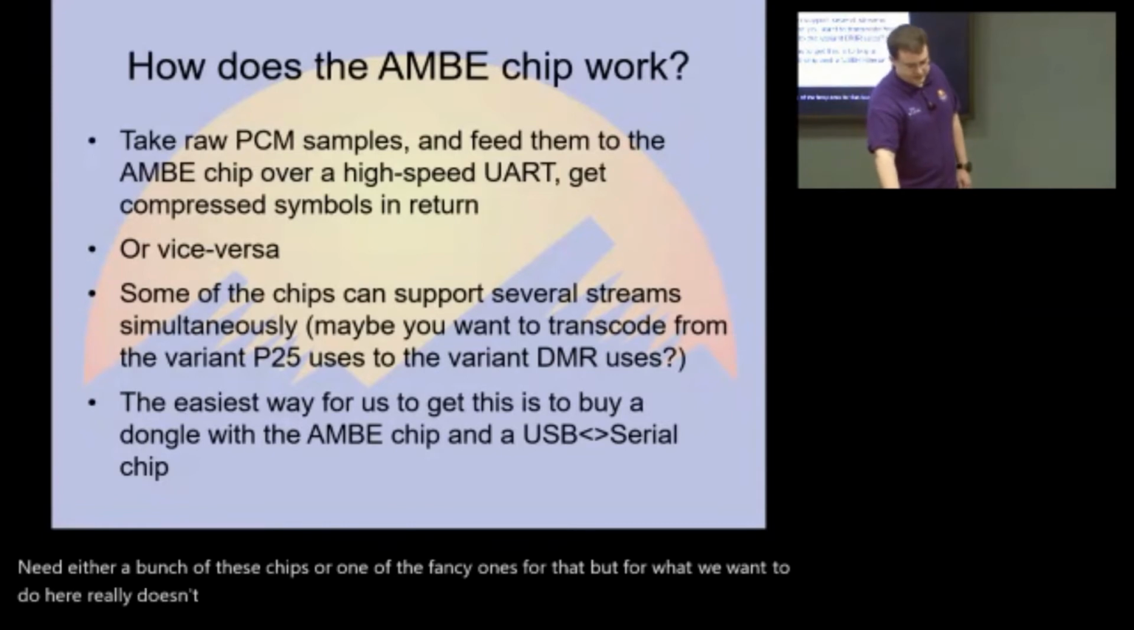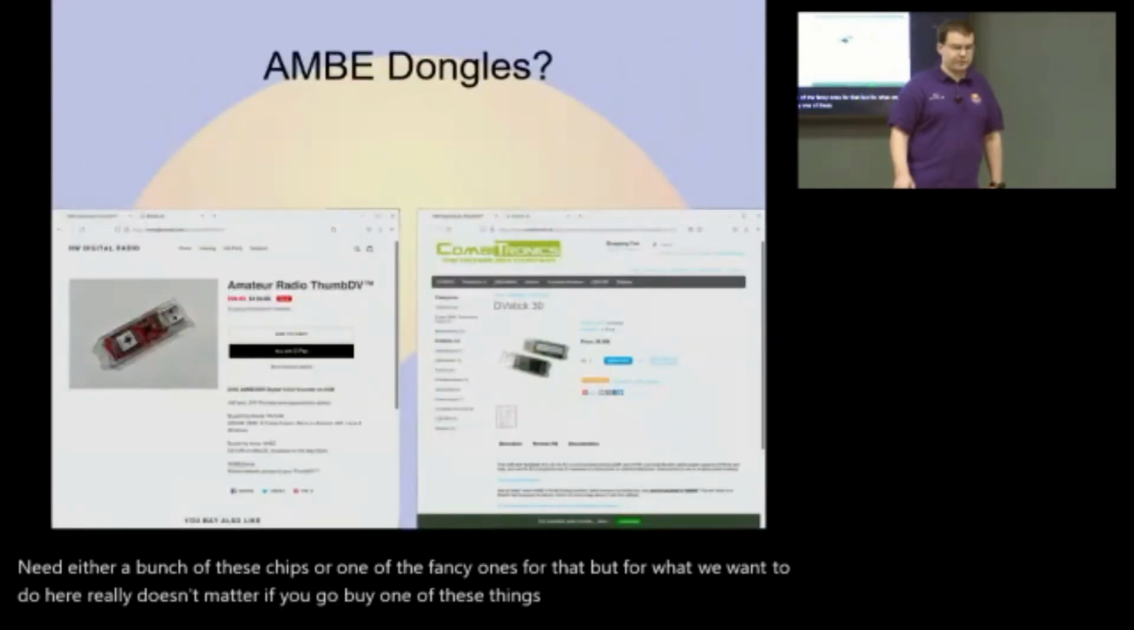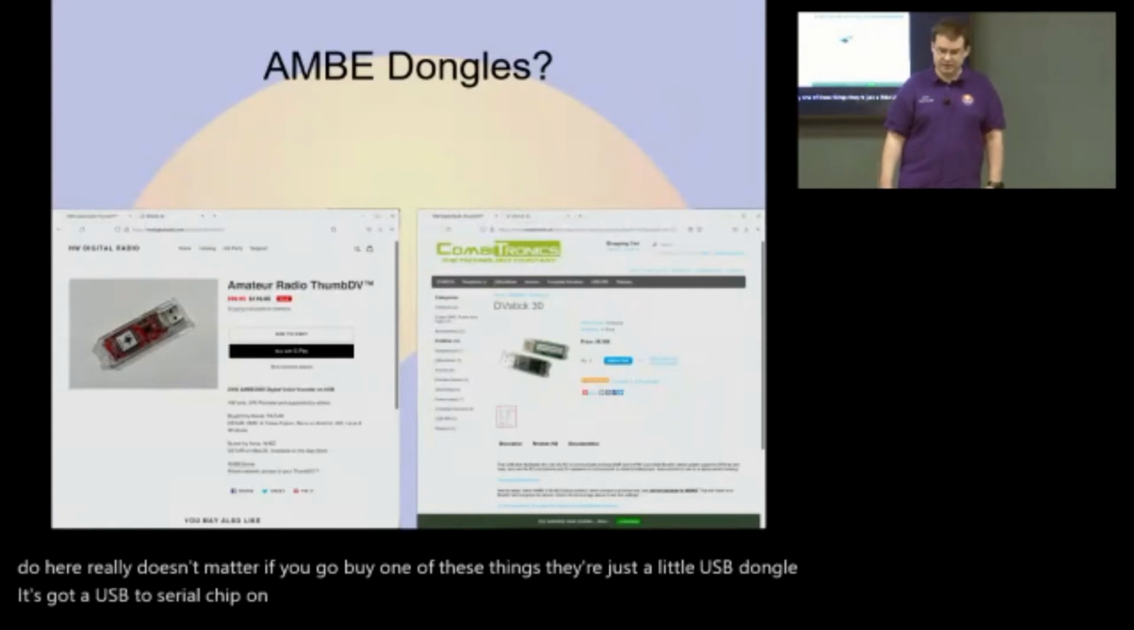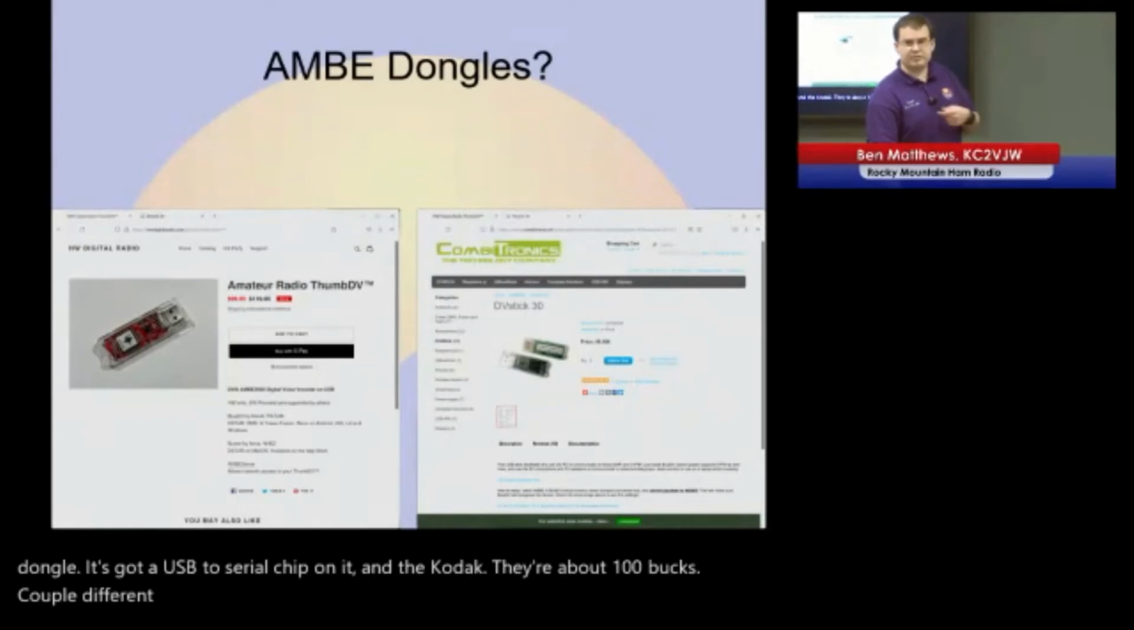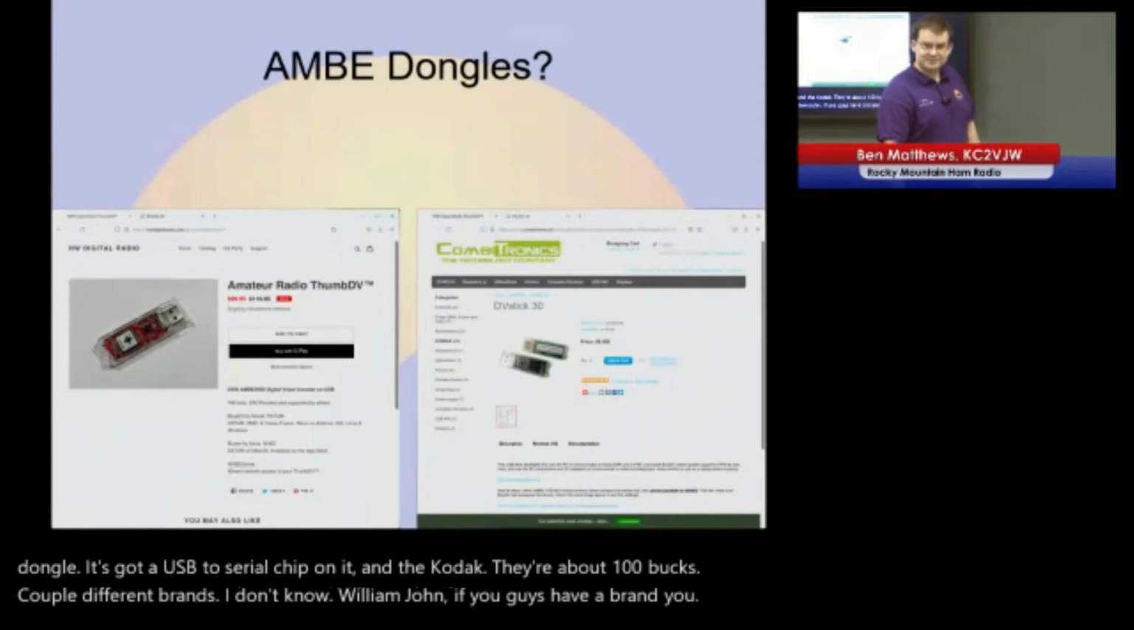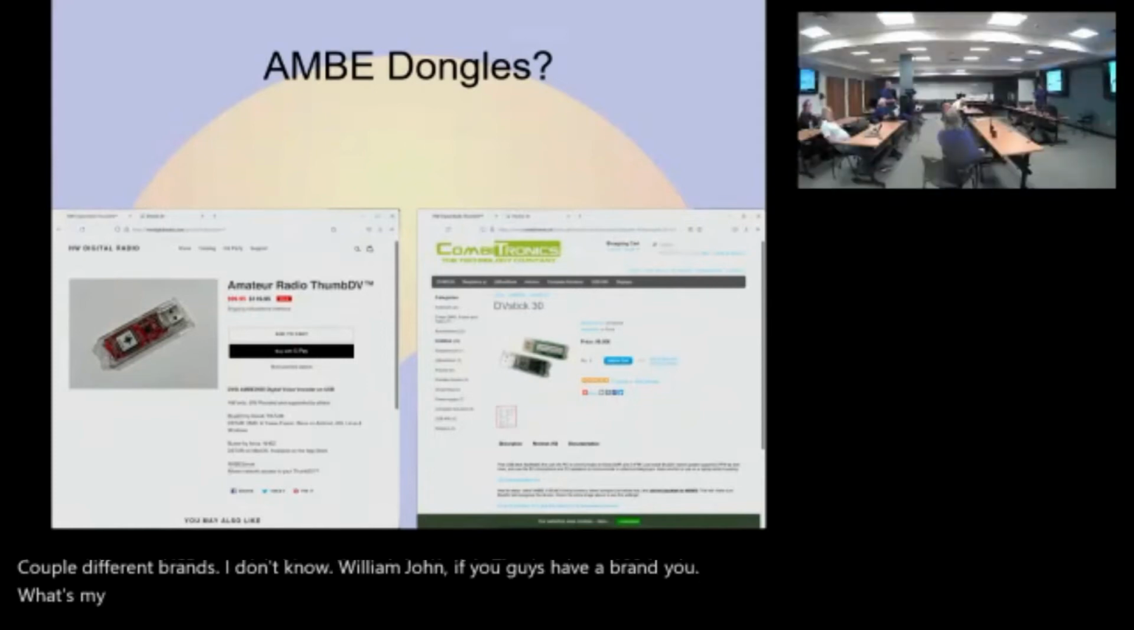If you go buy one of these things, they're just a little USB dongle. It's got a USB to serial chip on it and the AMBE codec. They're about $100. A couple different brands. I don't know, Willem, John, if you guys have a brand you like. Northwest Digital, but they're the original, I guess. Yeah. Okay, yeah, that's this.